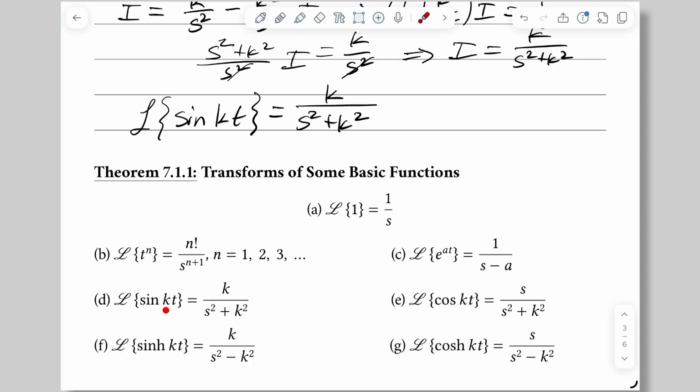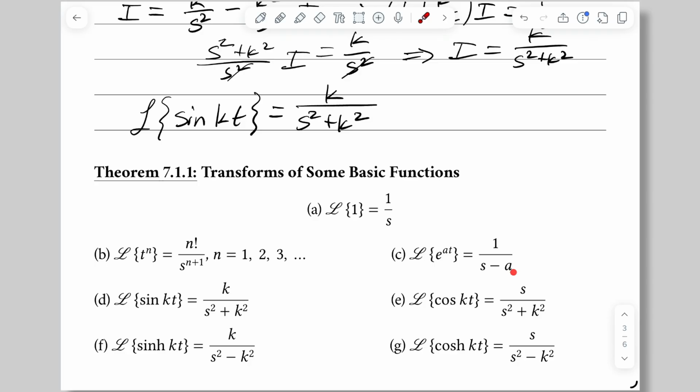We computed the Laplace transform of the sine of kt, giving us k over s squared plus k squared. The Laplace transform of the cosine of kt looks like the denominator is the same, but the numerator has an s, so it's s over s squared plus k squared. E to the at transforms to 1 over s minus a. Notice that whatever the a is in the exponent on the t side, it's negative a there.